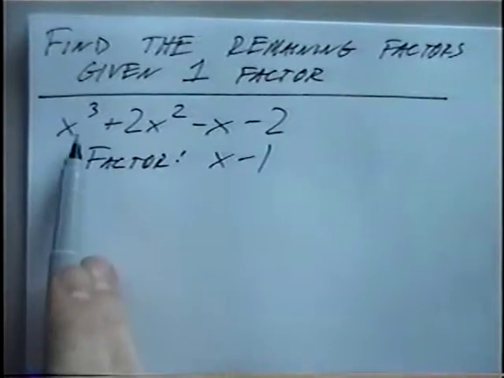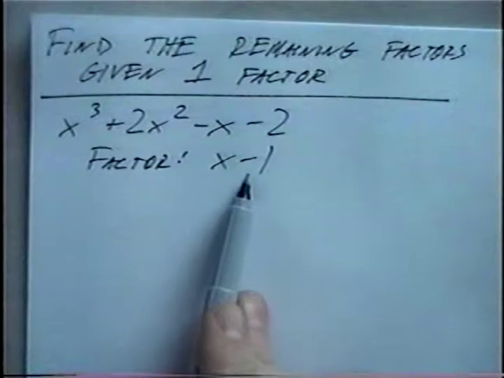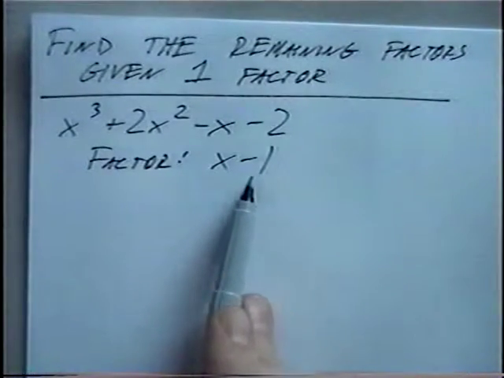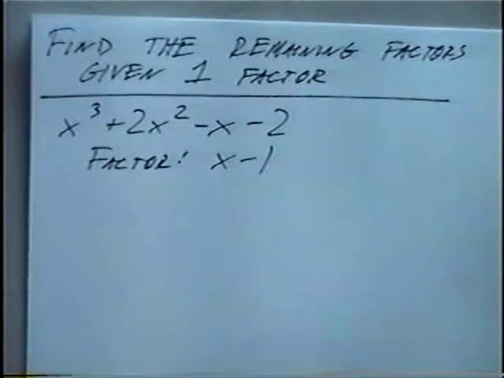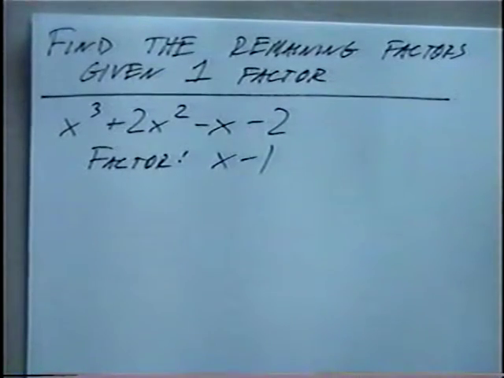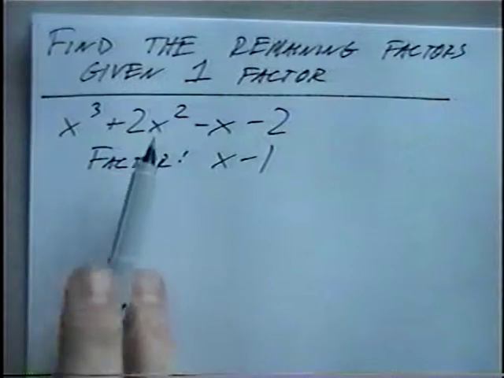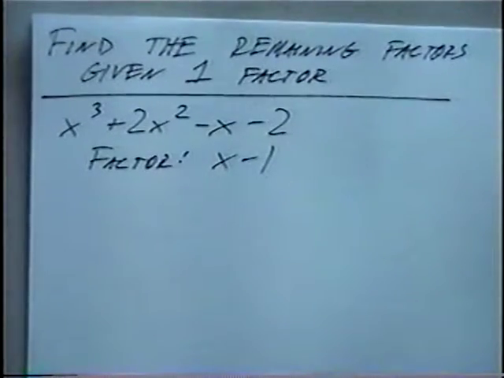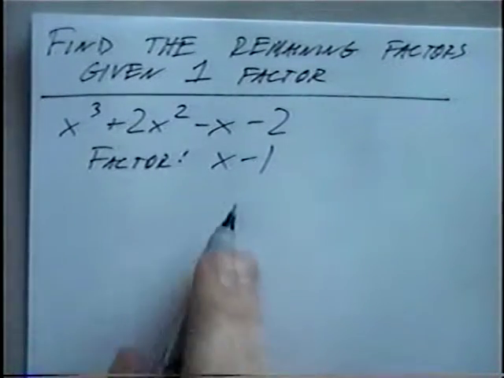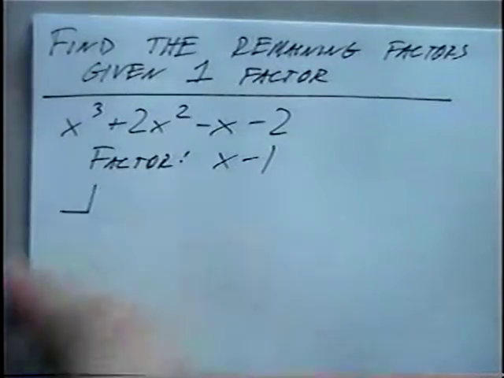What this means is that we have a polynomial. We know one of the factors, one term that factors into the polynomial, and we want to find the remaining factors. What we're going to do for this is basically divide the polynomial by the factor. The easiest way for this question is using synthetic division.